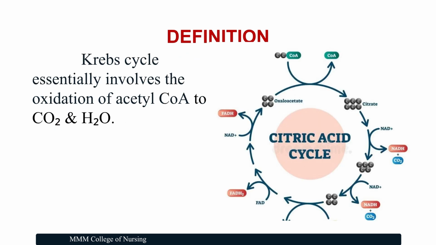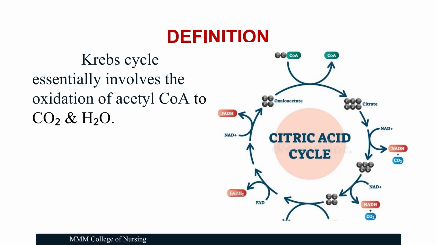Now let us look at the formal definition. The Krebs cycle is defined as the oxidation of acetyl CoA to CO2 and H2O. Simple, right? Let us just break it down quickly. Acetyl CoA is the starting molecule. It has two carbons. Oxidation means electrons are being removed from it.